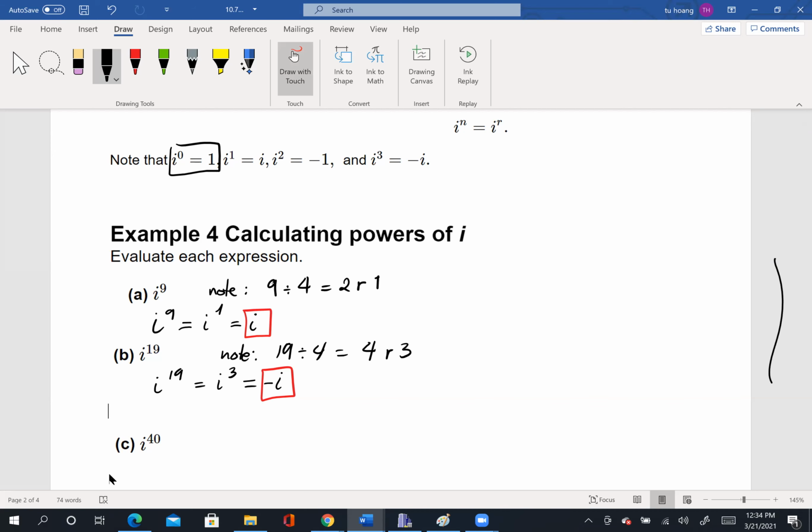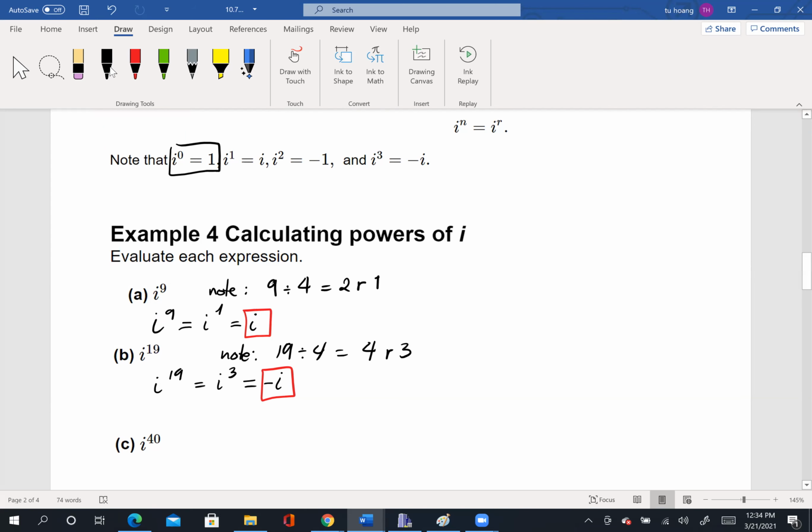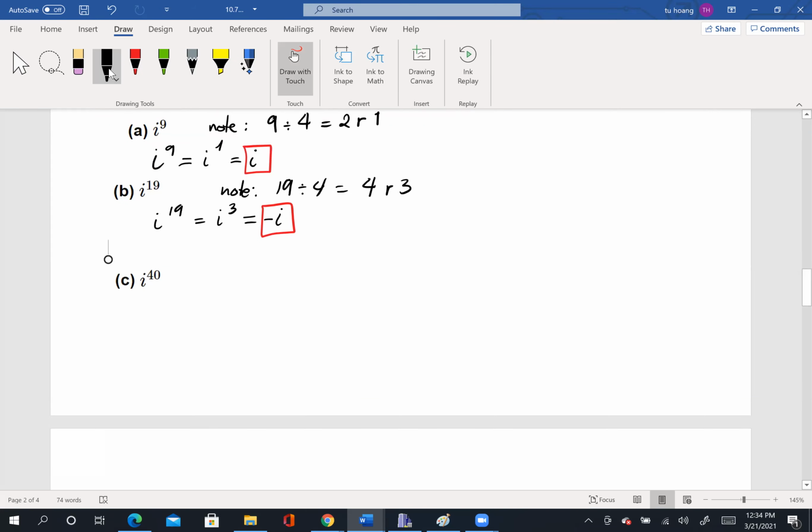So now let's do i to the power 40. Note that 40 divided by 4 is equal to 10, remainder 0. So that gives me i to the power 0. I mean, i to the 40 will be equal to i to the power 0, which equals 1. Okay, everything looks good.